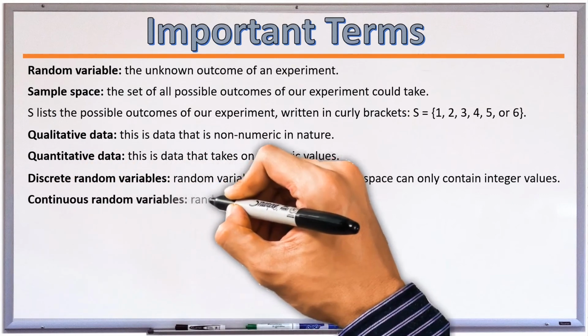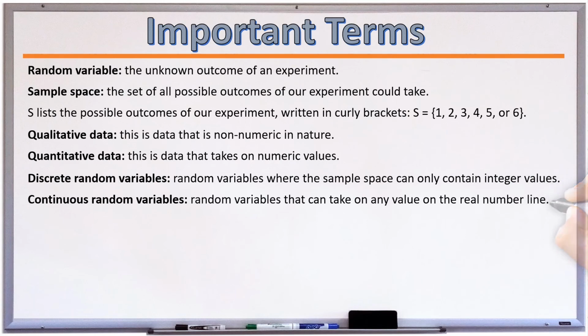Continuous random variables. These are random variables where the outcomes can take on any value on the real number line. For example, suppose our random variable was the actual distance traveled by a courier working for a logistics company. The distance traveled could take on values of 60 kilometers or 80 kilometers per day, but it could also take on values such as 73.4738 kilometers, for example.